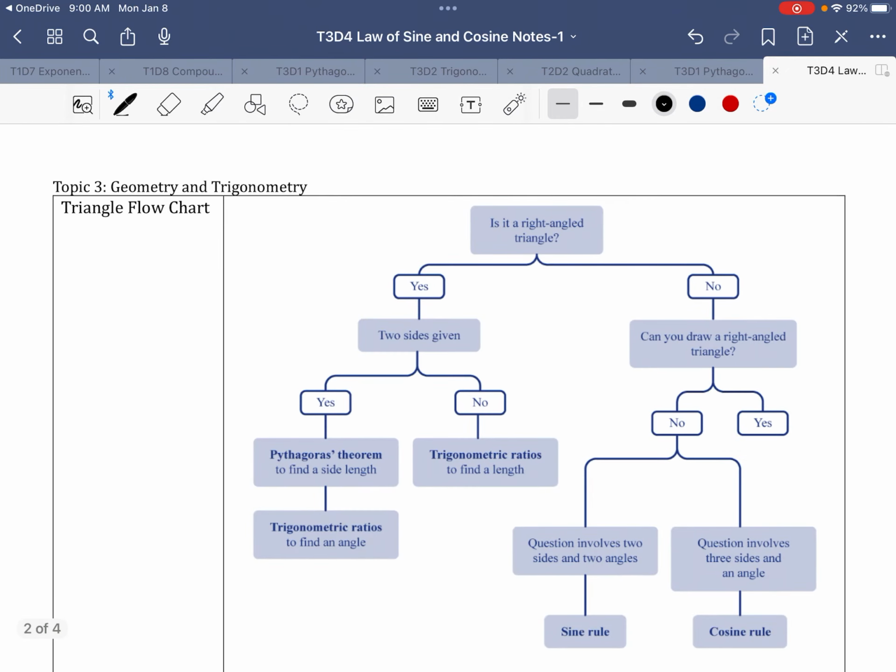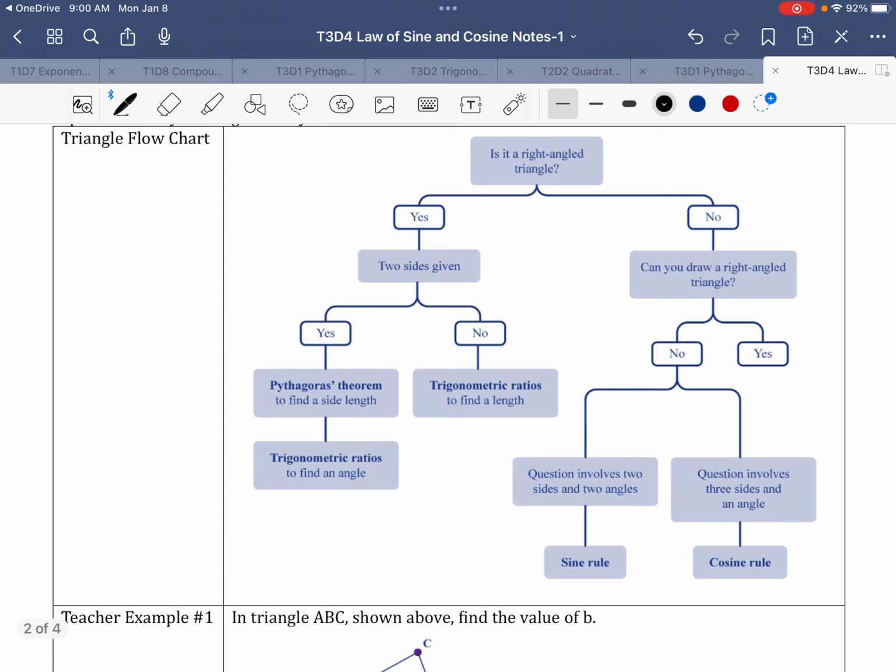Here is a flow chart for triangles in determining what method you should use. If it is a right triangle, you have to consider, are you given two sides? If you're given two sides and you're looking for a third side, use the Pythagorean theorem. If you're given two sides looking for an angle, you should use your inverse trigonometric ratios. If you're not given two sides, then you should use the trigonometric ratios to find one of those side lengths.